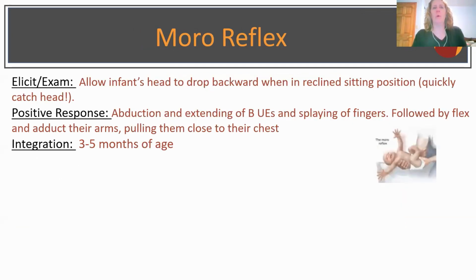The Moro is when you drop the head backwards, when they're in a reclined sitting position. I always tell my students, be ready to catch their head. I don't want their head to go into hyperextension. So I always put my hands under their head and I let go of their head, but my hand's still there ready to catch their head. But as soon as they feel like they're falling, you're going to see that abduction extension of both upper extremities, splaying of the fingers, followed by flexion, adduction of their arms as they bring their arms back into their chest.